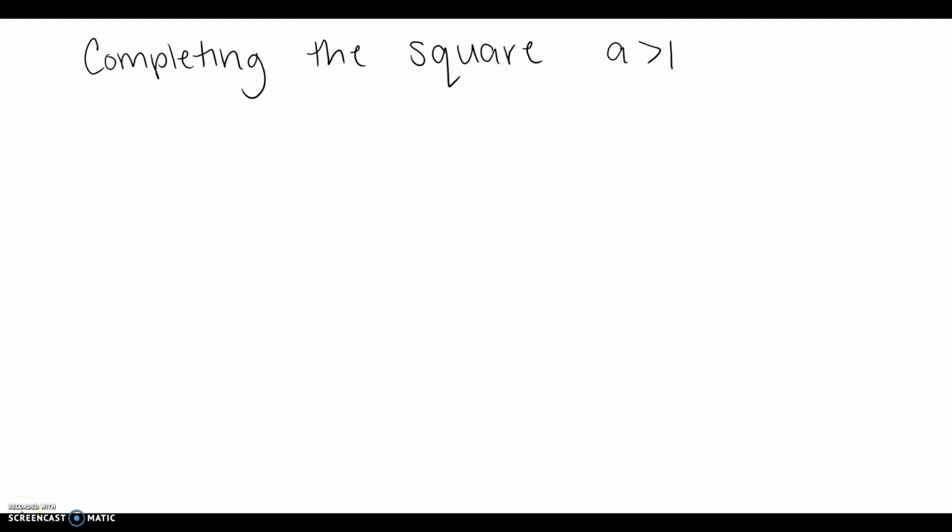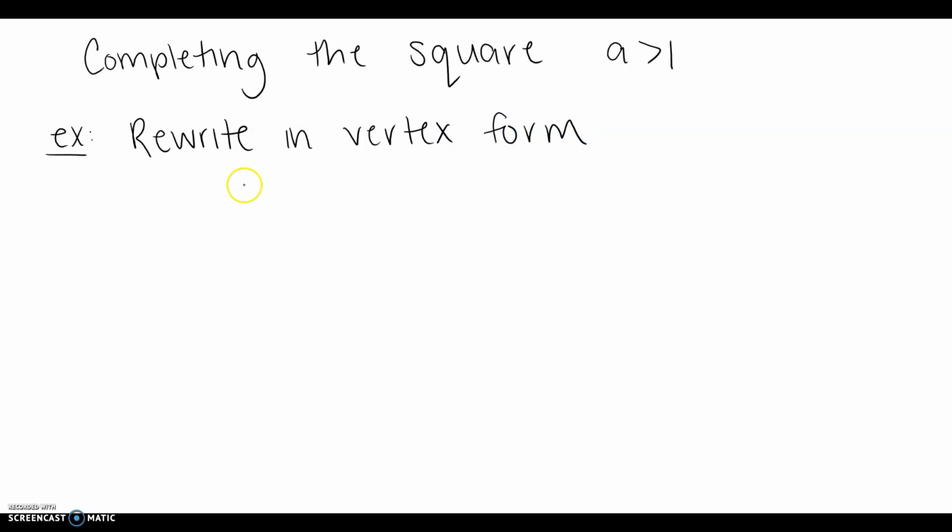Hey guys, in this video I'm going to be teaching you how to complete the square when our a value is greater than 1. So we'll learn via example. For the first example, we're just going to practice rewriting it. So one type of problem I could give you is rewrite in vertex form by completing the square. So our equation will be y equals negative 2x squared plus 8x minus 3.